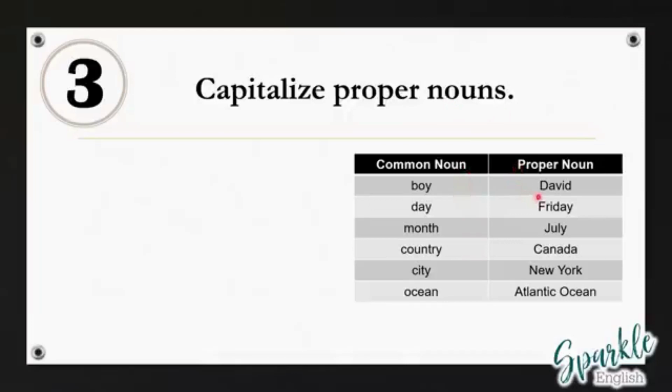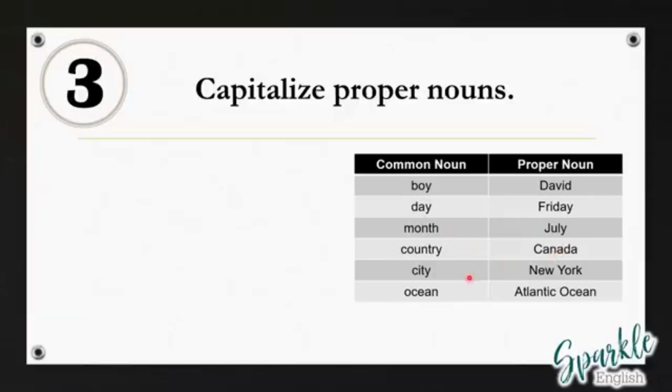For instance, I love to write; it's my passion. Rule number 3, capitalize proper nouns. So what is a proper noun? A proper noun is a specific name for a common noun. For example, a common noun would be boy, but a proper noun would be the name of a boy, for example, David. We would not capitalize boy unless, of course, it was the first letter of a sentence. But we would capitalize the name David. Day is a common noun, but Friday is capitalized because it's a proper noun. Month is a common noun, July is a proper noun. Country is a common noun, Canada is a proper noun. City, common noun, New York, proper noun. Ocean, common noun, Atlantic Ocean, proper noun.